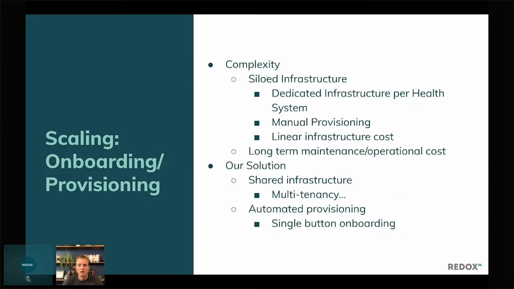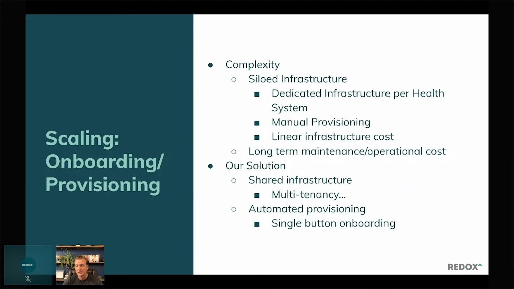And what we found was this became very manual to onboard new health systems into our data on demand ecosystem. And not only that, the infrastructure cost looked linear as we scaled, and that just wasn't acceptable or operational long-term. So we had a lot of long-term maintenance and operational cost. Looking at it, we spent about one engineering day, so 2 engineers mirroring each other, setting up infrastructure for onboarding a new health system.